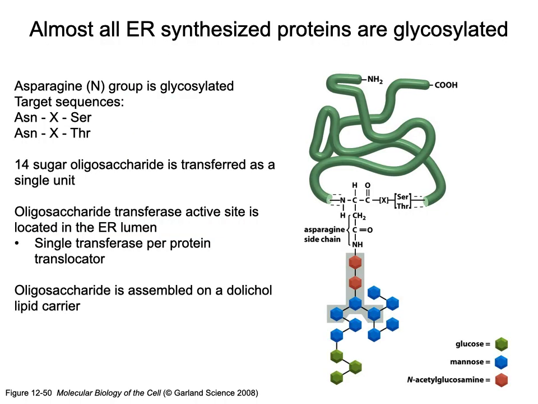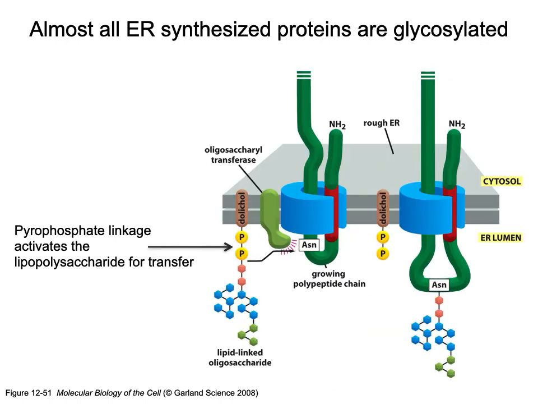So the last piece with this lecture is looking at glycosylation. Most ER proteins are going to be glycosylated. So glycosylation occurs on the asparagine, and so oligosaccharide transferase will transfer these sugars from phospholipids onto the proteins. Okay, so I'm actually going to go to the next slide.